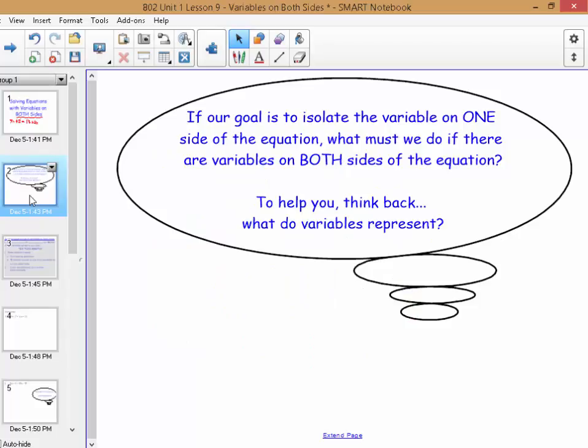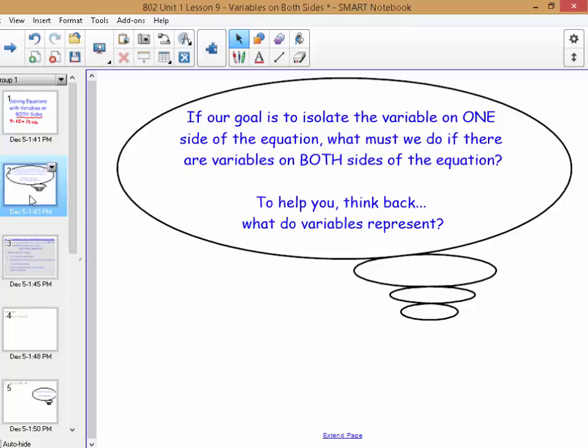The question in your notes says if our goal is to isolate the variable on one side of the equation, which it still is, and I have students sometimes think, well, okay, we're going to try to get it by itself on both sides. The idea is still to isolate the variable on one side of the equation. So if we have variables on both sides of the equation, what do we need to do?